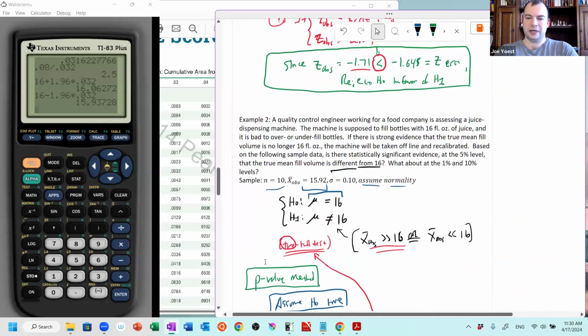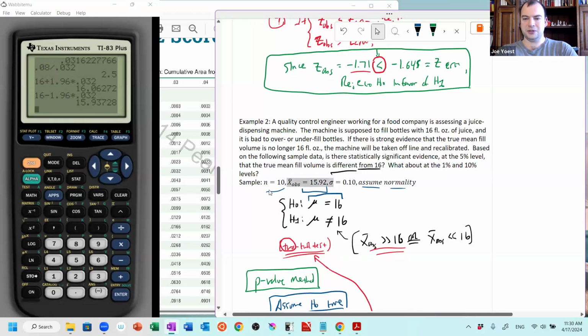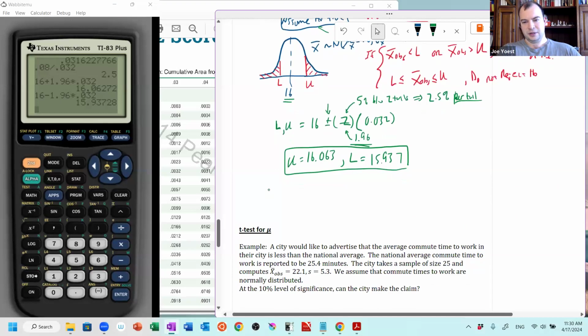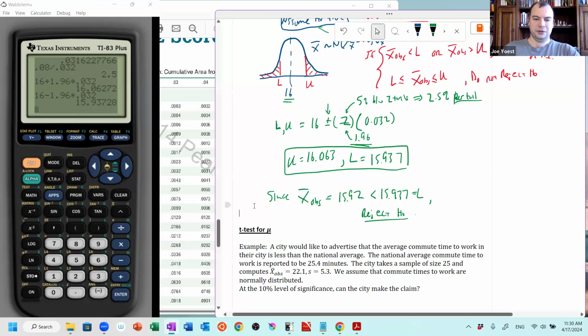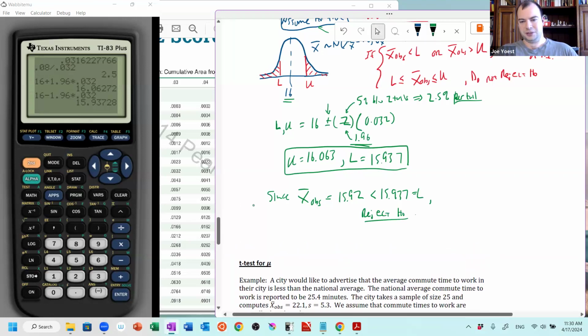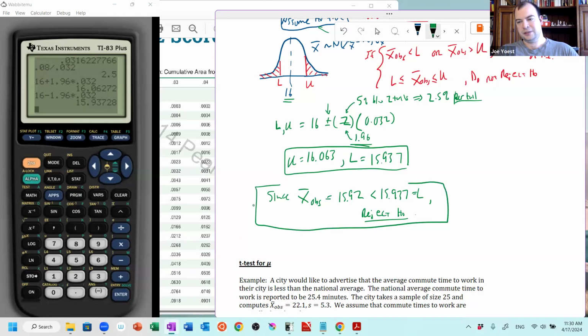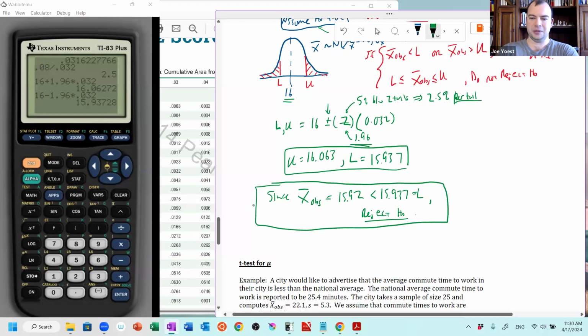And now I can look at my X bar observed, 15.92, and I can say that since X bar observed equals 15.92 is to the left of the lower bound, I reject H naught in favor of H1, conclude that the true mean fill volume is no longer 16, shut down the machine and recalibrate.